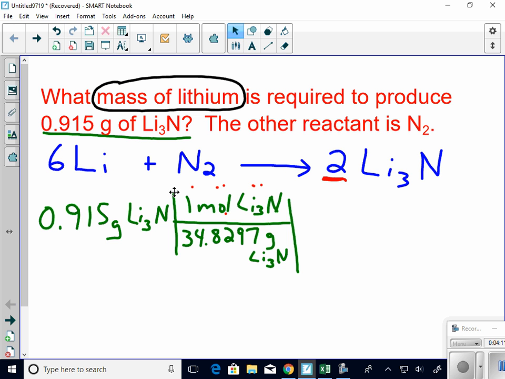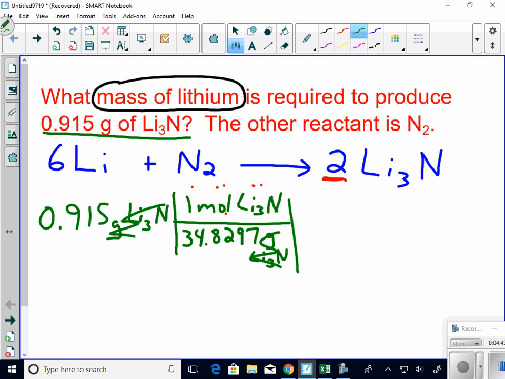If you put 2 moles, what would 2 moles of that weigh? Twice as much, double that 34. A lot of people want to do that and go to the molar ratio. That's not yet. That's the next step. So, I make sure that my grams of lithium nitride can cancel. I have now converted this into moles of lithium nitride.